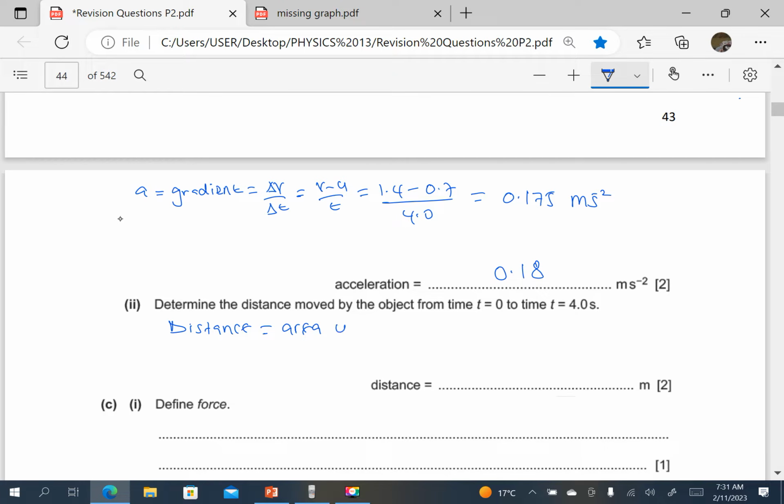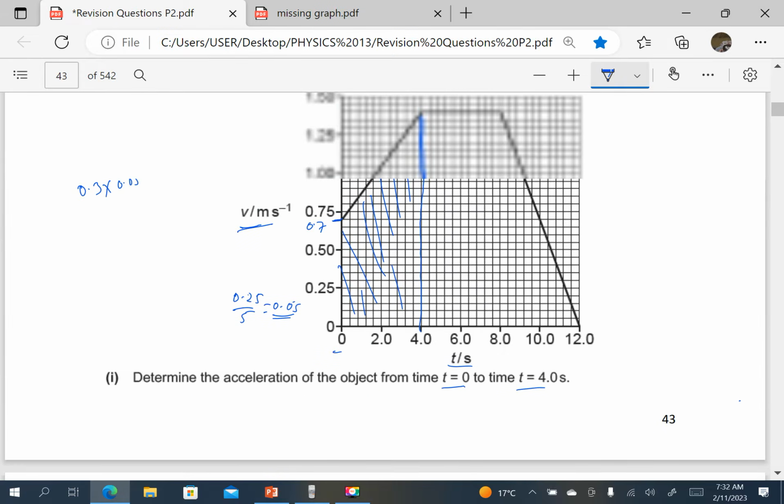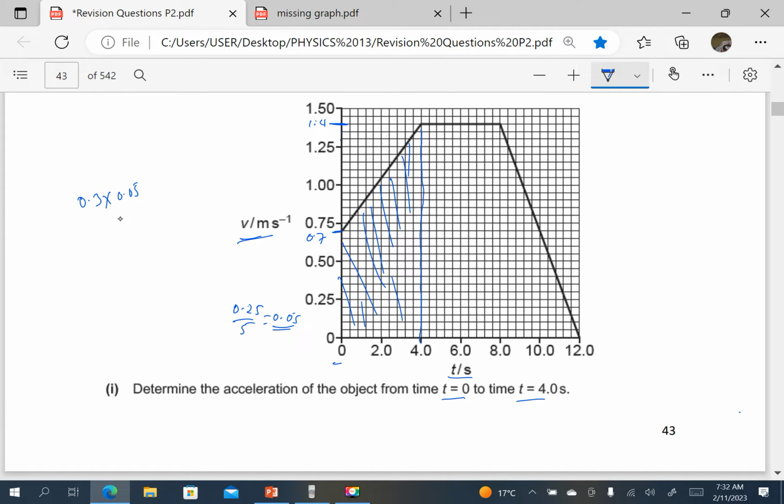Area under the graph, which is a trapezium, and that will be a half times (a plus b) times the height. Area of a trapezium is a half times (a plus b) times the height h. So we can say our a is from 0 to 0.7, our b can be from 0 to 1.4, and our h can be from 0 to 4.